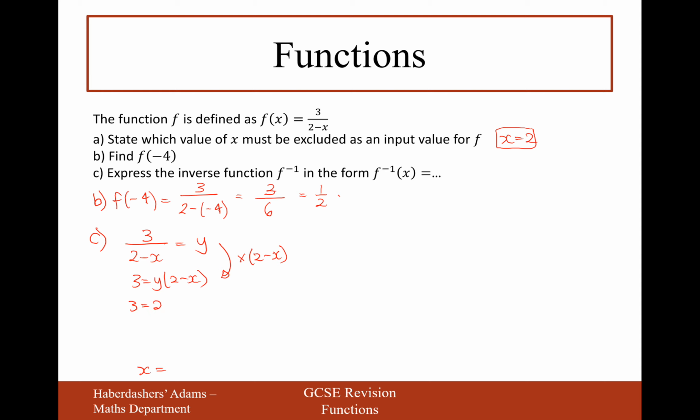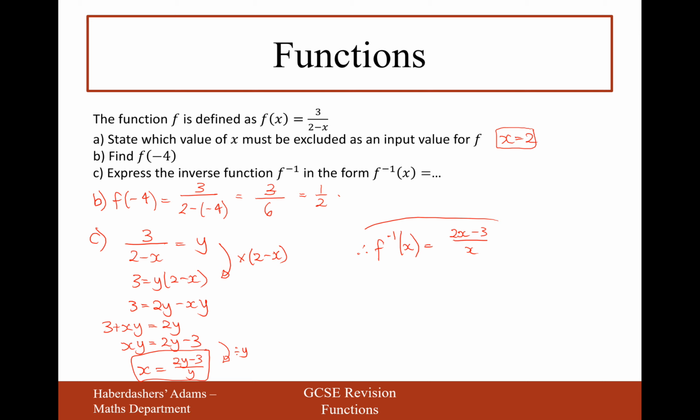Then you expand the brackets, 2y minus xy. I'm making x the subject and it's negative at the moment, so I'd quite like to make it positive just by adding it onto the other side. Then I will take away the 3 onto the other side. And then the final thing I'll do is divide by y, so it's going to be 2y minus 3 over y. And that's virtually my answer, but I'll write out my final answer, f inverse x, as 2x minus 3 over x. There we are, that's the inverse function. Remember, we swap out the y letters for the x letters, and there we are, that's our final answer.